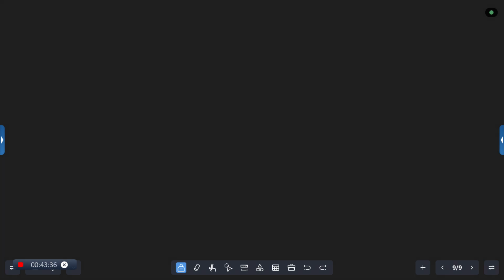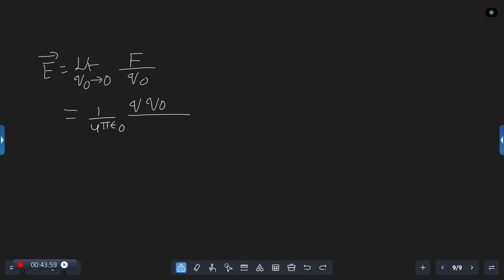What is the electric field? Electric field E bar equals limit Q naught tends to 0, F by Q naught. Yes or no? Okay. F equals 1 by 4 pi epsilon naught Q into Q naught by R square, into Q naught. Q naught cancels. So 1 by 4 pi epsilon naught Q by R square.